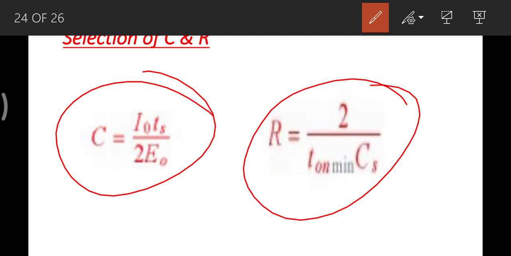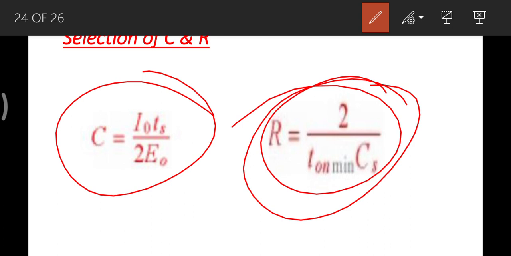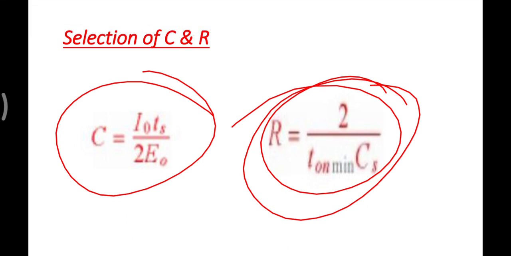And the second one is resistance. How can we choose the resistance? By using this formula: resistance R is equal to T by T on minimum into Cs. Here Cs is the value of the capacitance in the snubber circuit, and T on minimum means the minimum time required to turn on the switch. So by using these formulas we can find the capacitance and resistance values in an RCD snubber circuit.